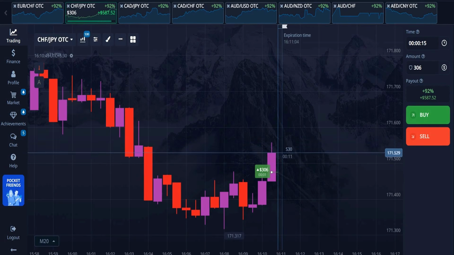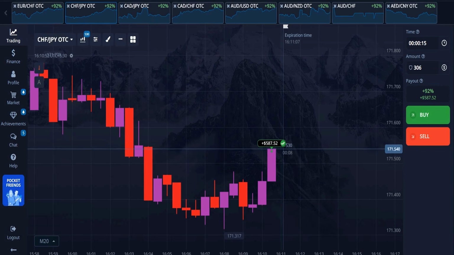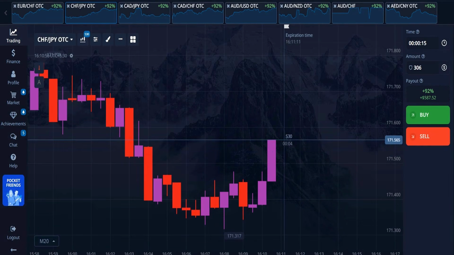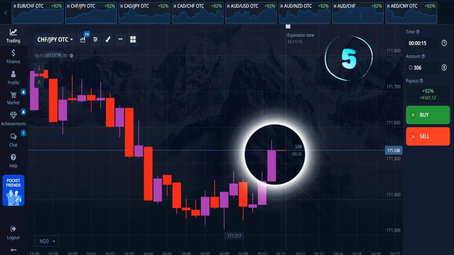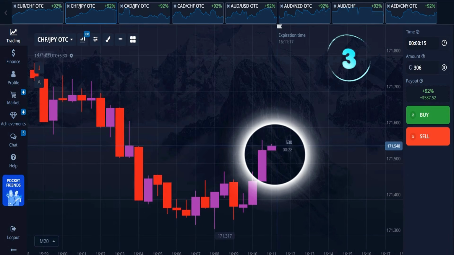Now let's jump into a live trade example so you can see this strategy in action. Keep watching. You don't want to miss this. Now look closely at the first 5 seconds of this candle. You'll notice something very important.